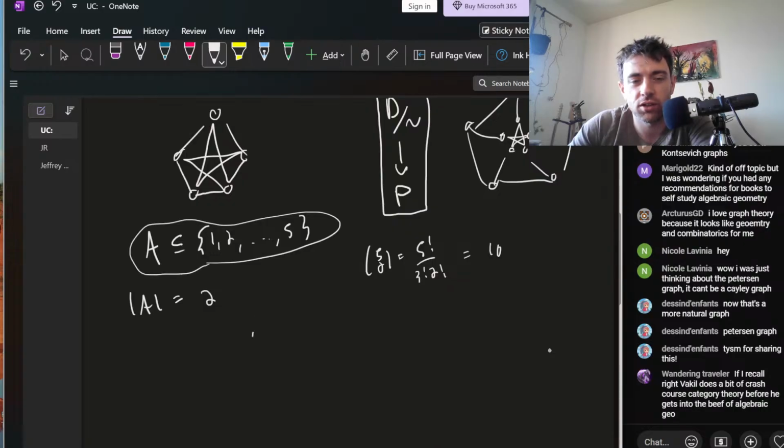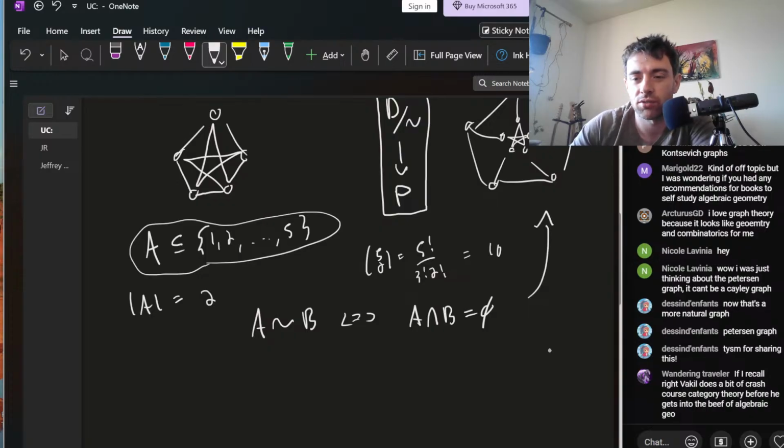And then I think you say that A is adjacent to B if and only if, I could be getting it wrong, I think maybe their intersection is empty. It's either that or their intersection is 1 or something like this. I don't remember, but this is the general idea. And then you get the Petersen graph. It's another really cool way of building it.